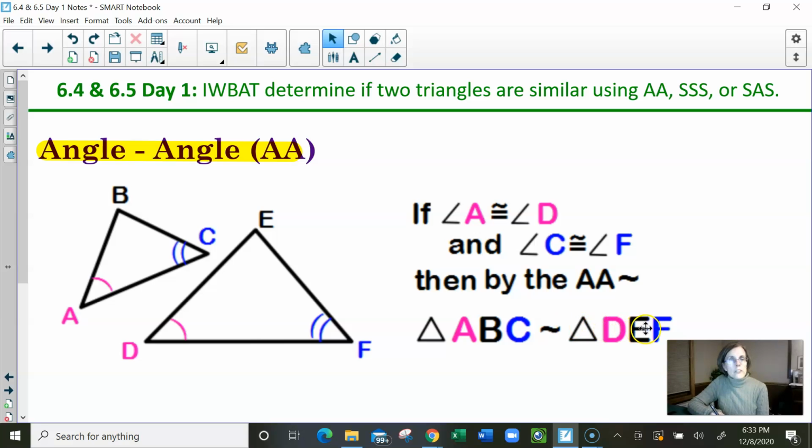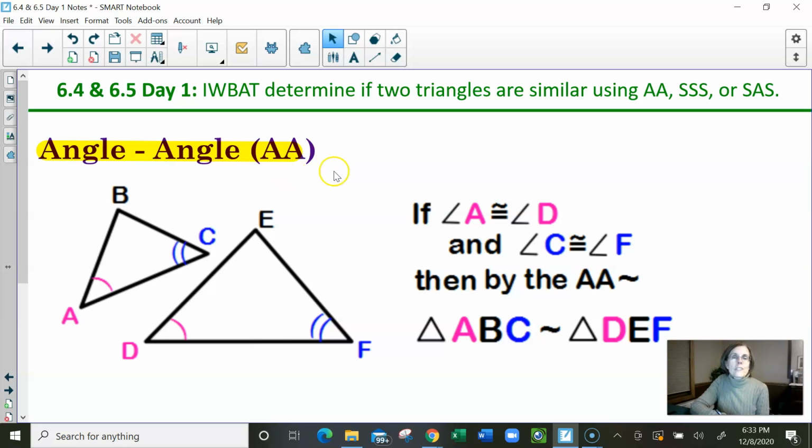Notice when I write my similarity statement that my angles that are congruent to each other are in the same relative position. If angle A and angle D are congruent, they're both listed. Here in this case, they're both listed first. Angle C and angle F are congruent. They're both listed in the same relative position. In this case, they're both listed last.